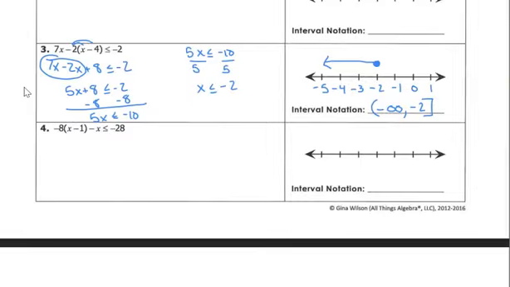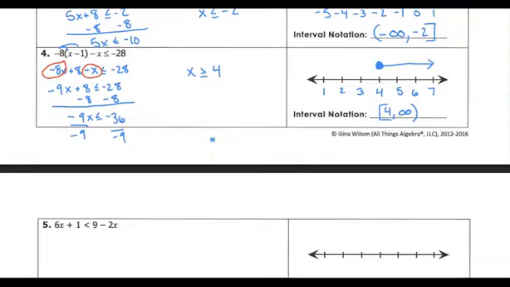All right, so now I want you to do number 4 on your own. I want you to pause the video, do the question on your own, and then come back and you'll see the answer and see if you did it correctly. All right, so pause now. All right, let's see how you did.